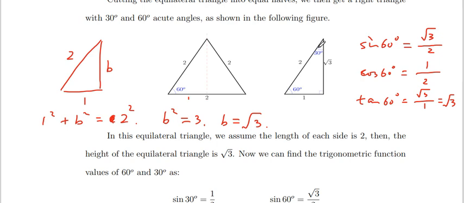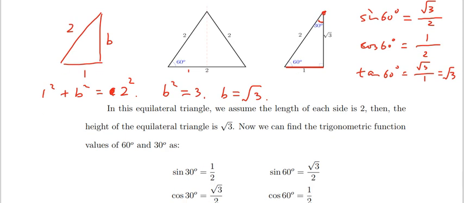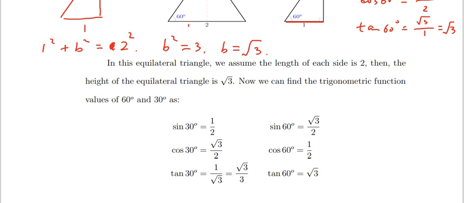For 30 degrees, we just use this other angle. Suppose that you stand here, so this angle is here. Its sine is the opposite side over hypotenuse, 1 over 2. And the cosine is radical 3 over 2. And the tangent of 30 degree is 1 over radical 3, right? Yeah, so 1 over radical 3.